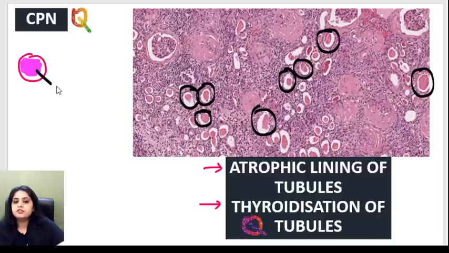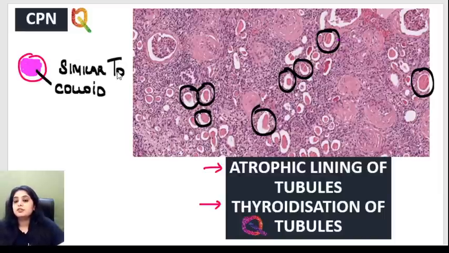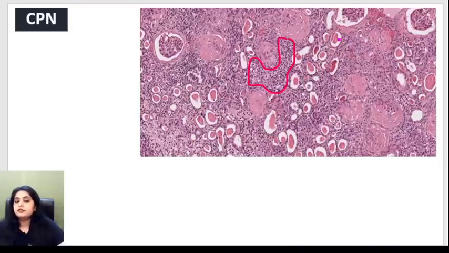Like in the thyroid, this would be referred to as colloid, right? So similar to colloid. It's not thyroid gland. It's just a similarity that they've made. Because it starts looking like the thyroid, I call it thyroidization of the tubules. So these were the two main findings that you get. Means it is a case of CPN.